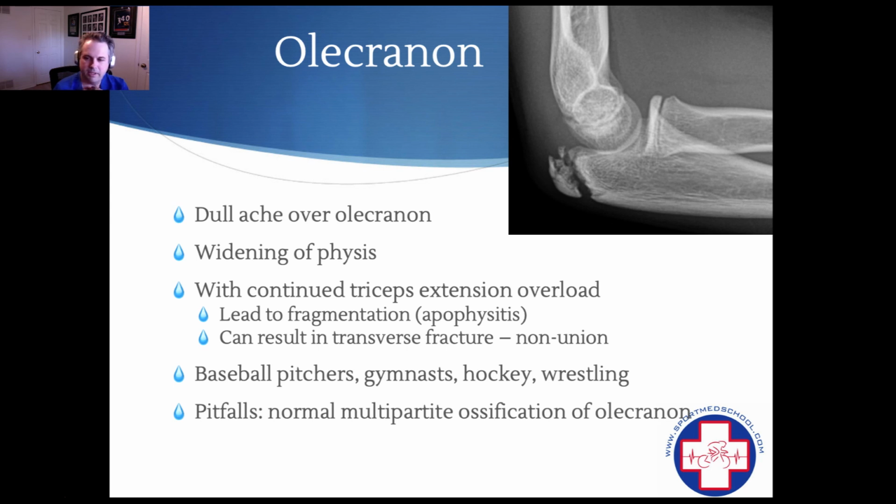So these will typically have a dull ache over their olecranon. They'll have a widening of the physis on the X-ray. They're typically, obviously, tender to palpate. Now, the X-ray can sometimes look irregular. This is why the examination is important. So obviously, if they're tender there, this would be in keeping with an abnormal fragmentation. But sometimes the fragmentation can actually be within normal limits. And sometimes it can actually result in a transverse fracture, which can lead to non-union. Gymnastics, once again, baseball pitchers, hockey, and wrestling.